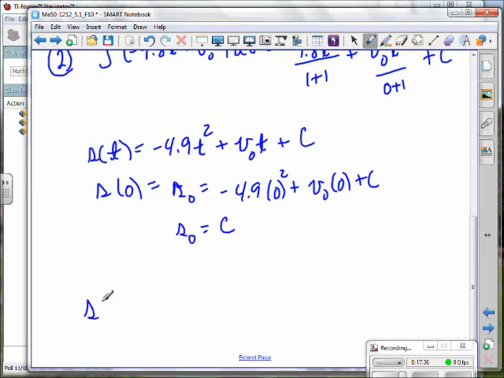So what is s of t? Negative 4.9 t squared plus v sub 0 t plus, make a substitution, s sub 0. Is that the position function we were supposed to get to? Yeah. And so again, we're solving a differential equation. We're doing exactly the same thing.